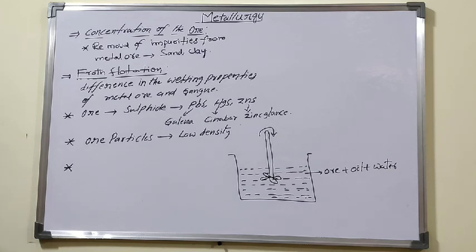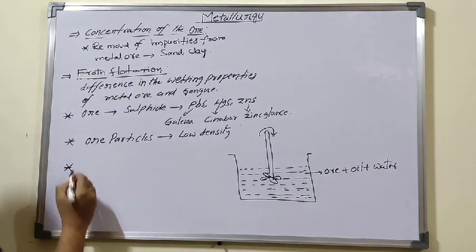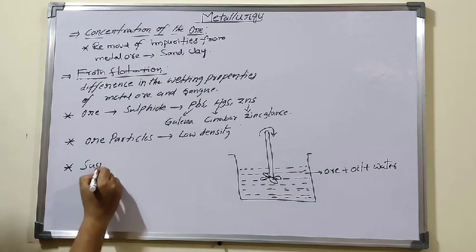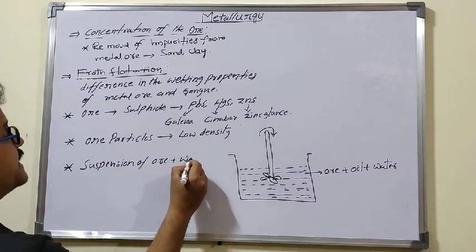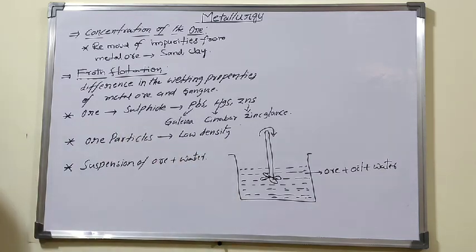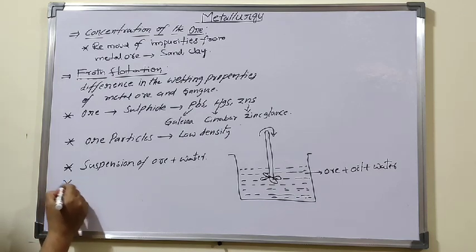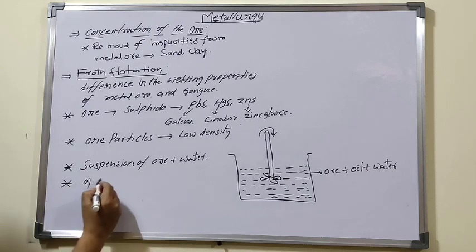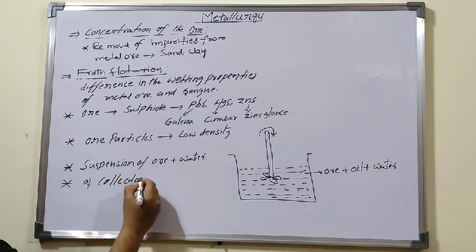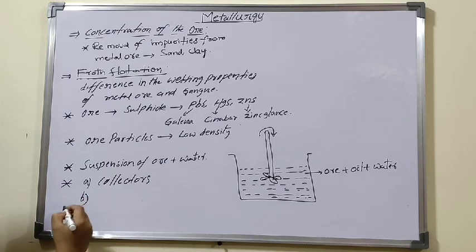Here the powdery form of ore is mixed with water and a suspension is formed. A suspension of ore and water is taken in a vessel. To this, two types of chemicals are added. One is collectors. The next one is froth stabilizers.